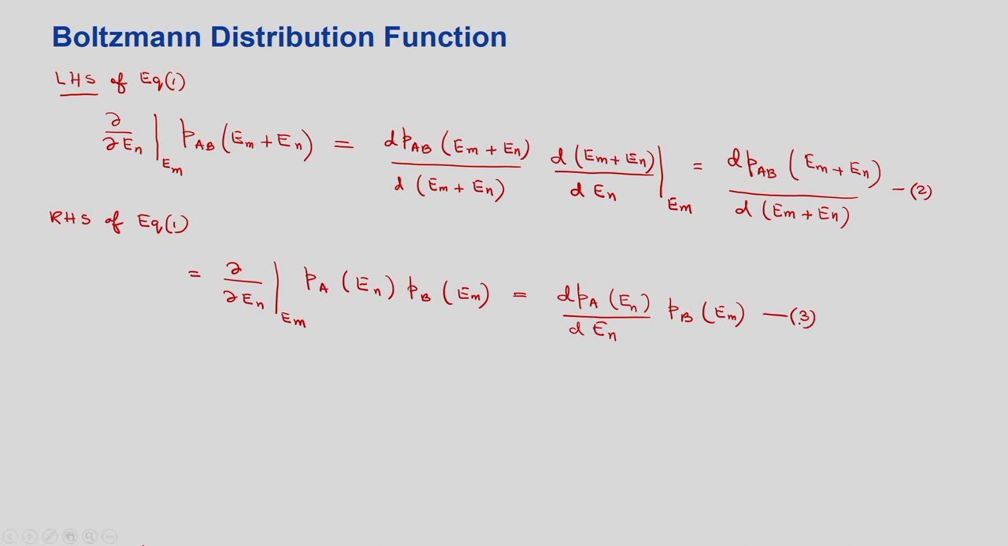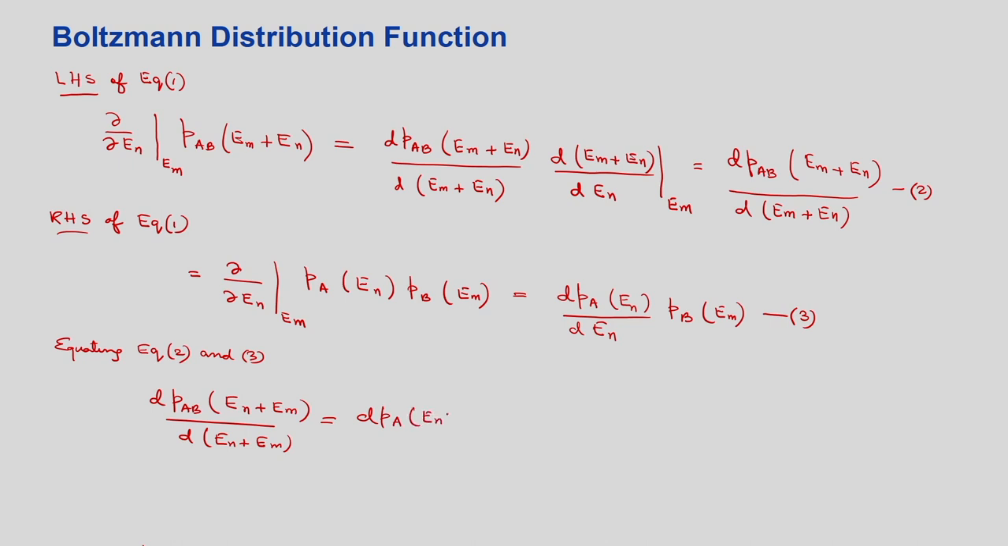It means equations 2 and 3 should be equal, because I have done the RHS derivative and the LHS derivative. So if I equate equations 2 and 3, what you get is d of PAB of EN plus EM by d of EN plus EM. We have written EN plus EM here and EM plus EN there, but both are the same because it is the total energy. The order has been reversed, but the expression does not change. This is equal to dPA of EN by d of EN into PB of EM. This is one important outcome. Let us call this equation 4. This is one outcome when I take the derivative of both sides.